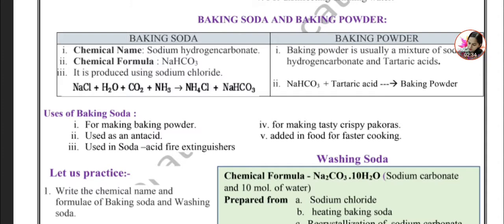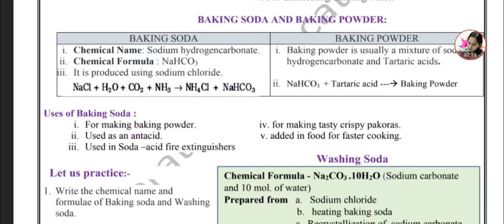And students, when baking soda is added with tartaric acid, it is called baking powder. Both are different things, students. Don't confuse between them. Baking soda, that is sodium bicarbonate, when mixed with tartaric acid, is called baking powder.